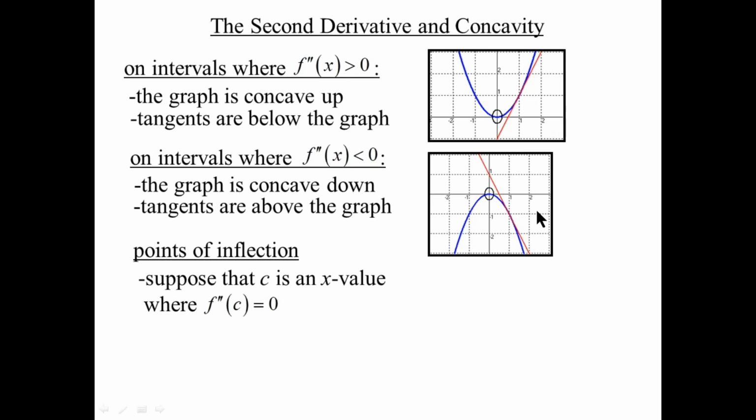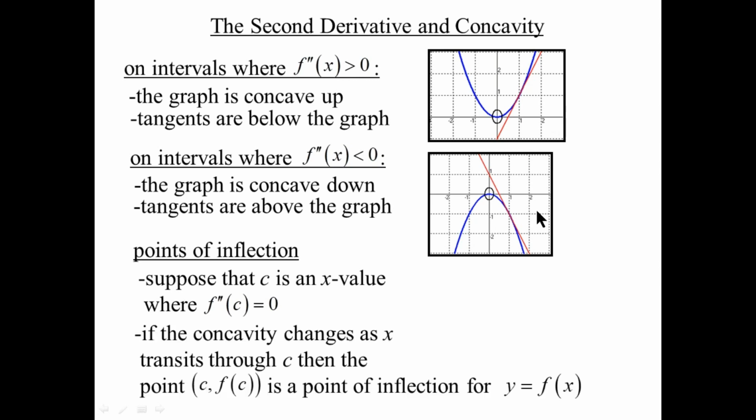Points of inflection. Suppose that C is an x value where f double prime of C is equal to 0. If the concavity changes as x transits through C, which it probably will, then the point C, f of C, is a point of interest. It's called a point of inflection for this graph y equals f of x.